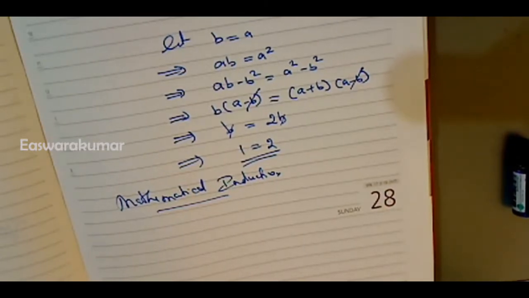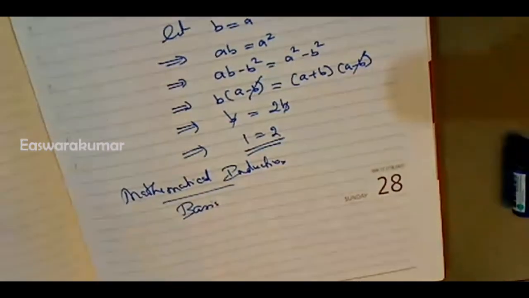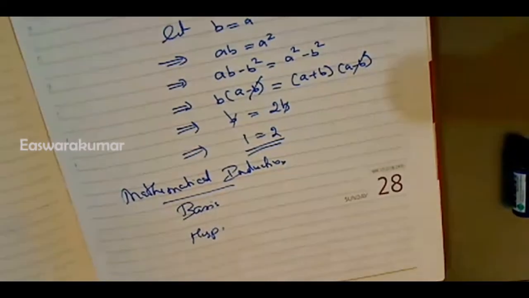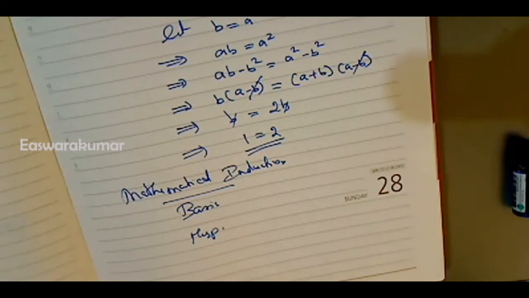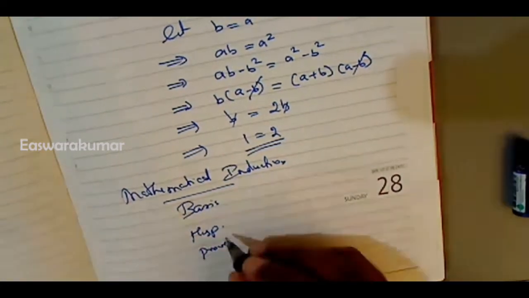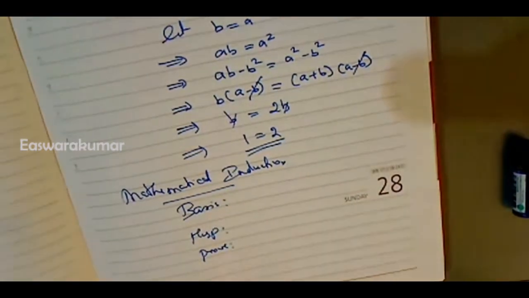Actually, how many parts are there in the induction proof? 3 parts, right? How do we do that? The base condition, the basis. Then it is called the hypothesis. Hypothesis is something like an assumption, right? We are assuming something. Then based on the hypothesis, we will try to prove the statement. So there are 3 parts we have to consider in the induction proof.